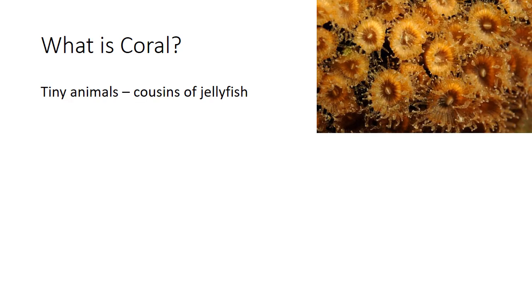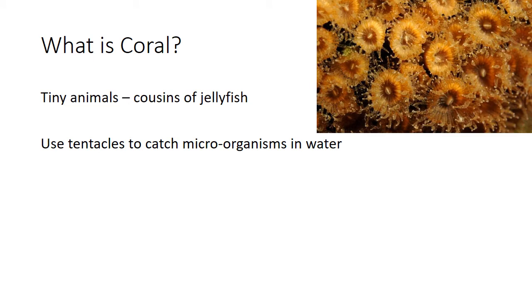But what is coral? Coral are tiny animals. They're cousins of jellyfish. Just like jellyfish, they have tentacles, like you see in the picture. Coral use tentacles to catch microorganisms in the water for food. Coral live together in really big groups, millions of them.